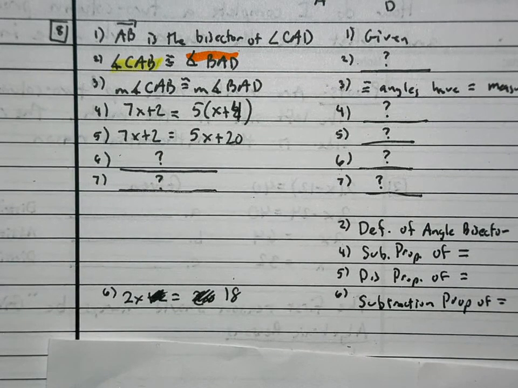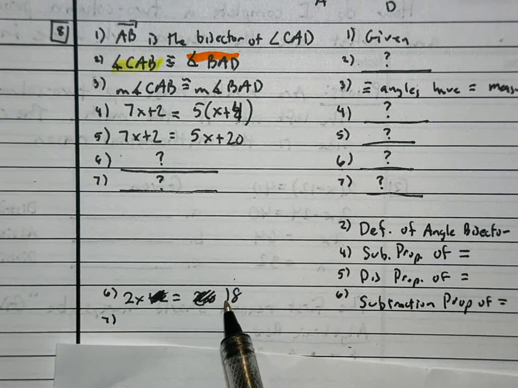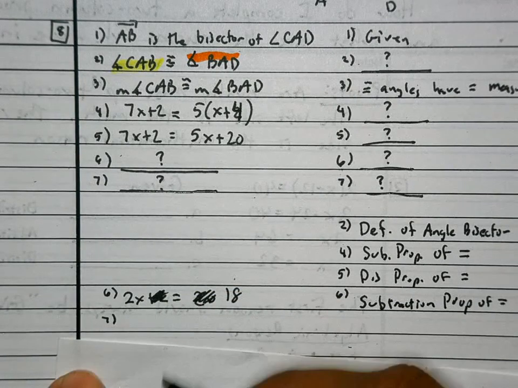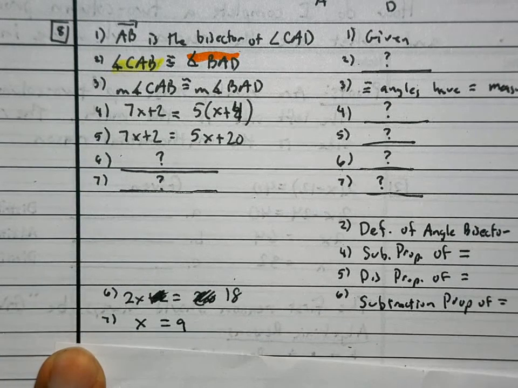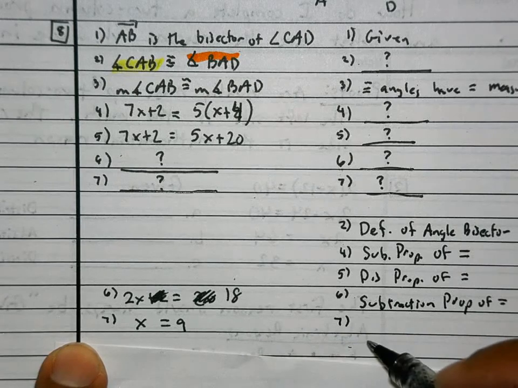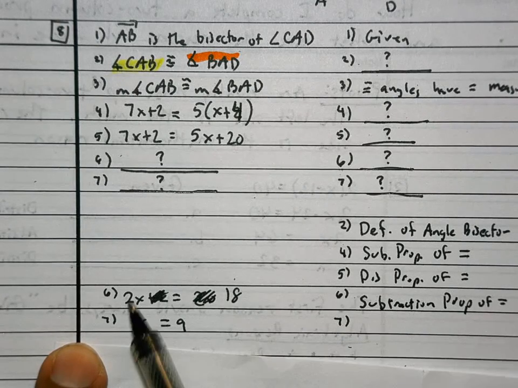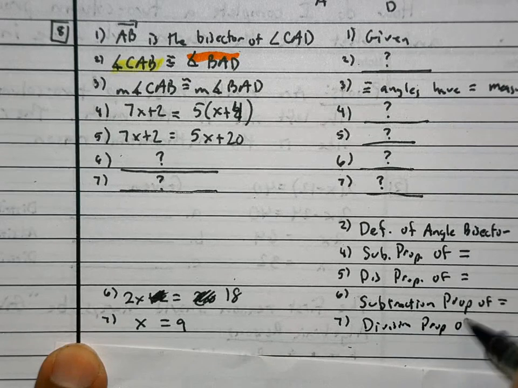Number 7. After we divide by 2, it becomes what? Is that what you're trying to prove? Yes. Your last mathematical step should be the thing you're trying to prove. And what was our reason for that? What did we do to go from 2x equals 18 to x equals 9? Division property of equality. Let's end your notes right there.